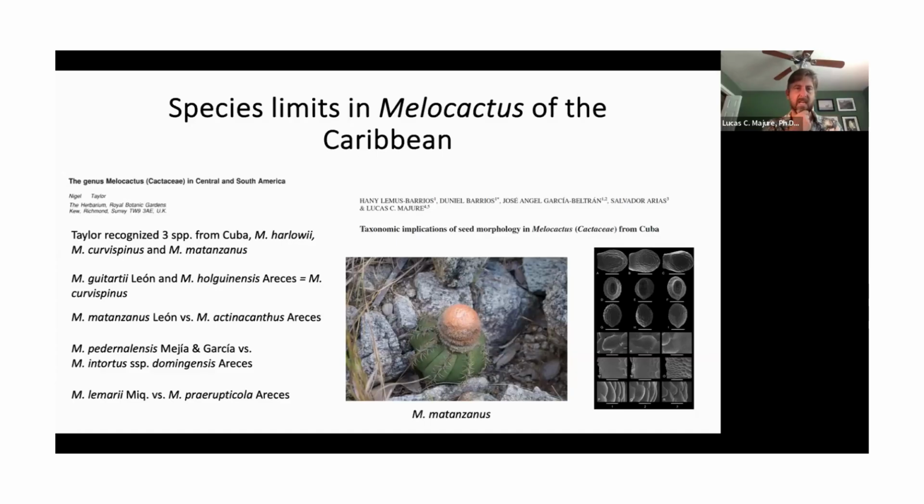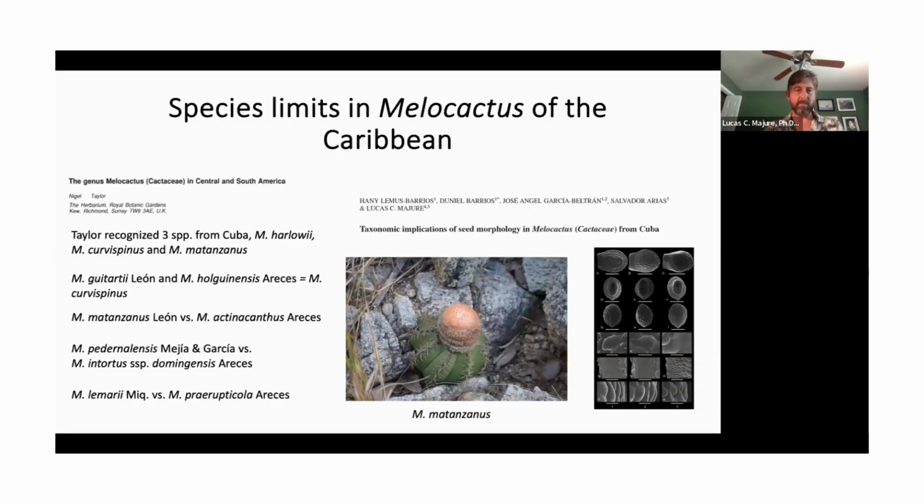So in Nigel Taylor's monograph of the genus Melocactus, he didn't really tackle the Caribbean that much. That was kind of left off. He recognized 3 species from Cuba, a really broadly circumscribed Melocactus harlowi, Melocactus curvaspinus, and then Melocactus matanzanus, which is the one that I've got pictured right here. Melocactus guittarti and olguinensis were placed in the Melocactus curvaspinus because they have a morphology that's quite similar to curvaspinus, really big, giant red fruit too.